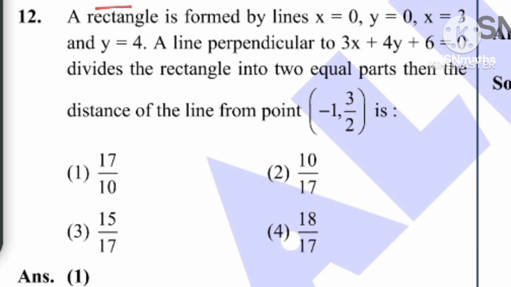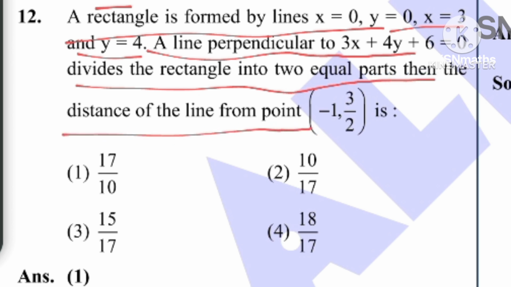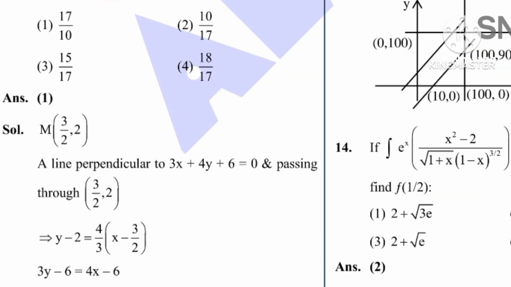12th question. A rectangle is formed by the lines x is equal to 0, y is equal to 0 and x is equal to 3 and y is equal to 4. A line perpendicular to 3x plus 4y plus 6 is equal to 0 divides the rectangle into two equal parts. Then the distance of the line from the point (minus 1, 3 by 2) is. Now here the midpoint m is (3 by 2, 2). The line perpendicular to 3x plus 4y plus 6 is equal to 0 passes through the point (3 by 2, 2).